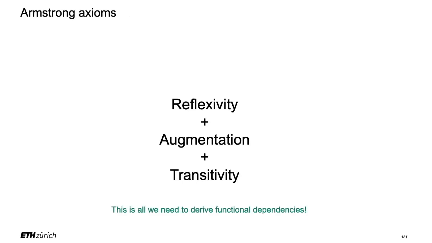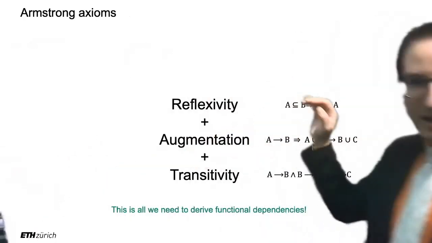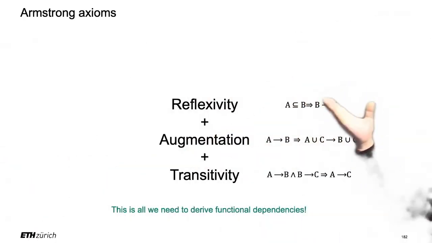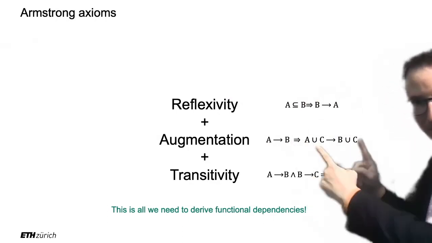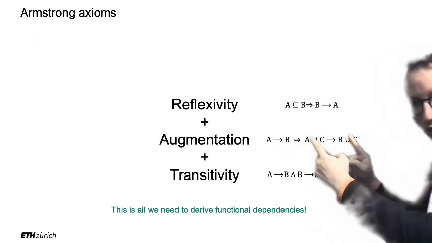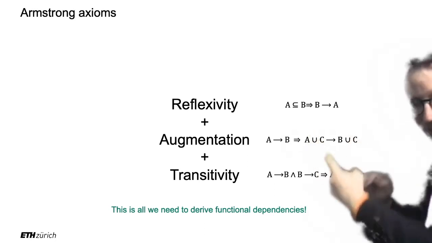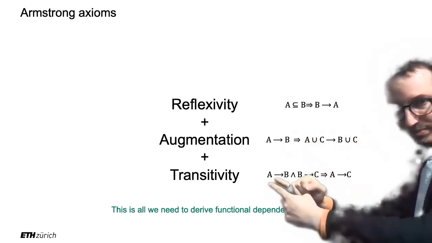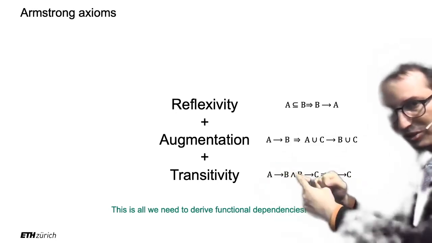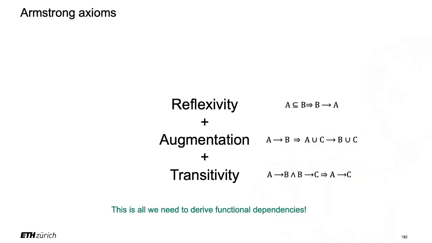They are on the slides before. That's all we need to derive functional dependencies. So you don't need to do things by hand every time. You can just use these rules in order to rewrite your sets of functional dependencies in equivalent ways. I wrote them again: reflexivity means that you always functionally determine a subset of yourself. Augmentation means you add on both sides the same thing. I put the union explicitly here, but it could also be a comma. And transitivity: if knowing A, I know B, and knowing B, I know C, then knowing A, I know C.